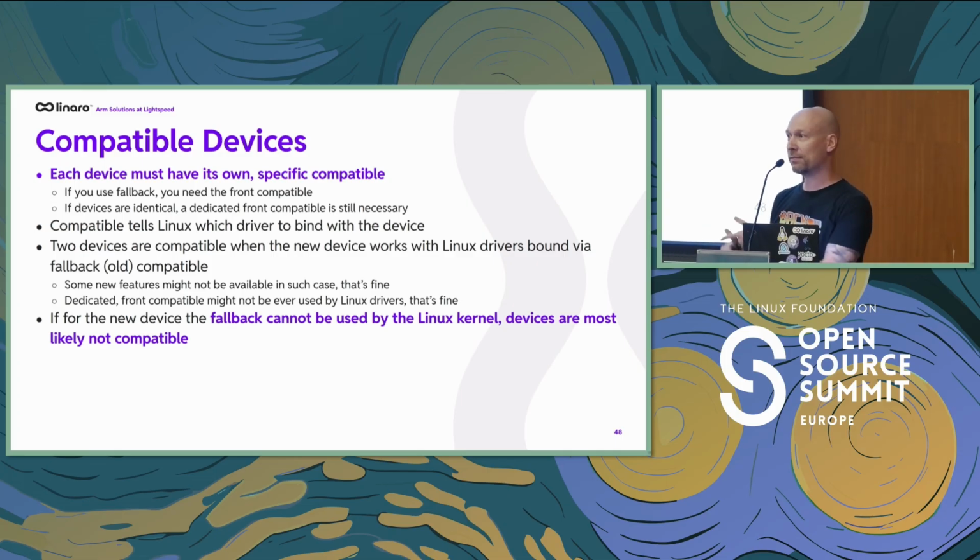And from that point of view, there is another aspect: if you have compatible devices, and Linux cannot work via the fallback compatible, then the devices are not compatible, basically. So this would be a mistake, to use this express compatibility with the fallbacks if Linux cannot use it.